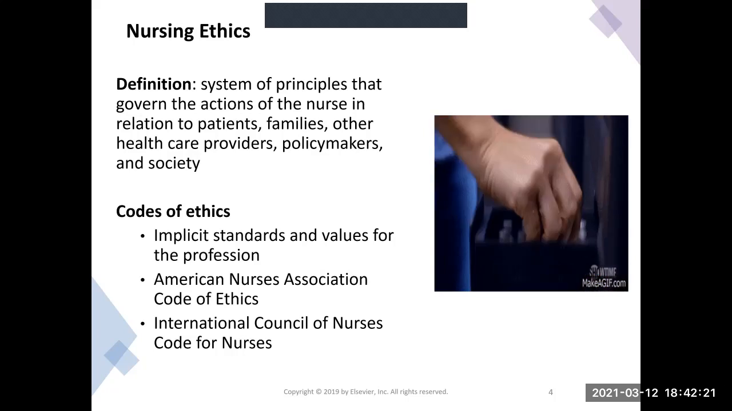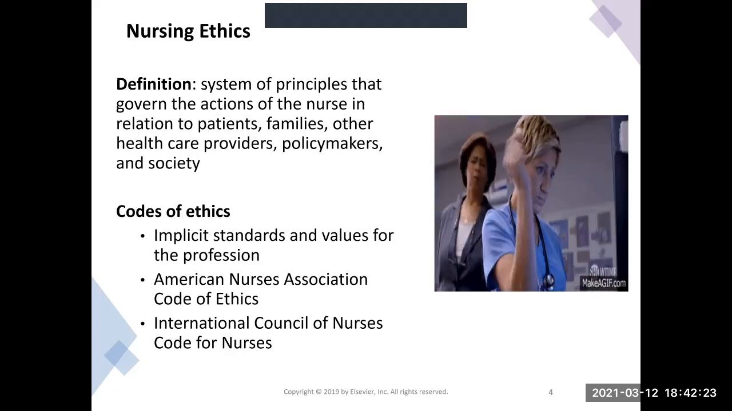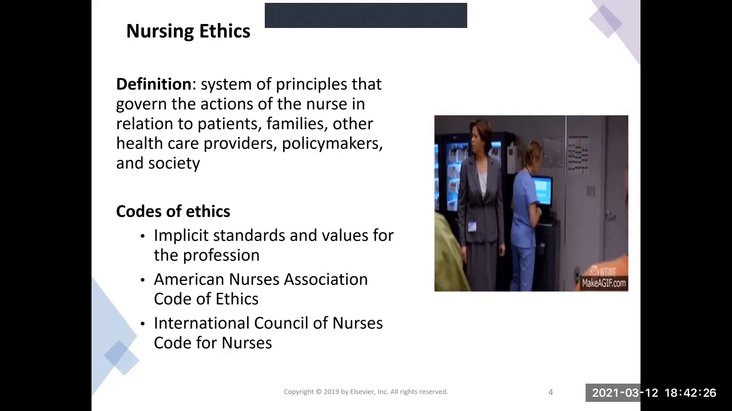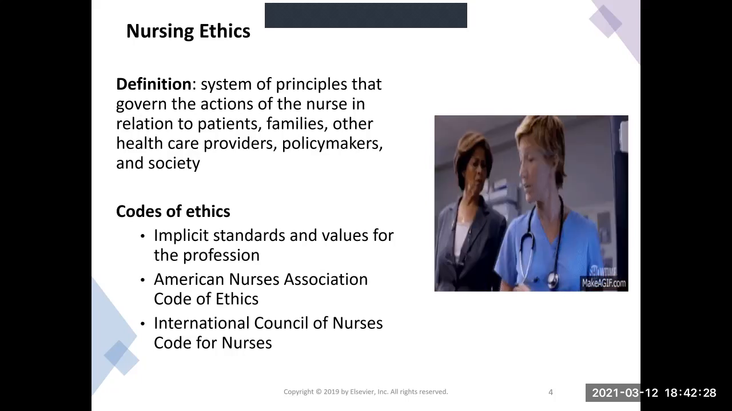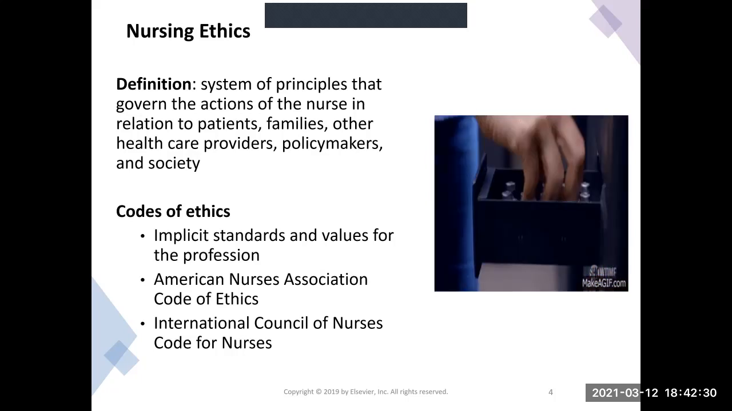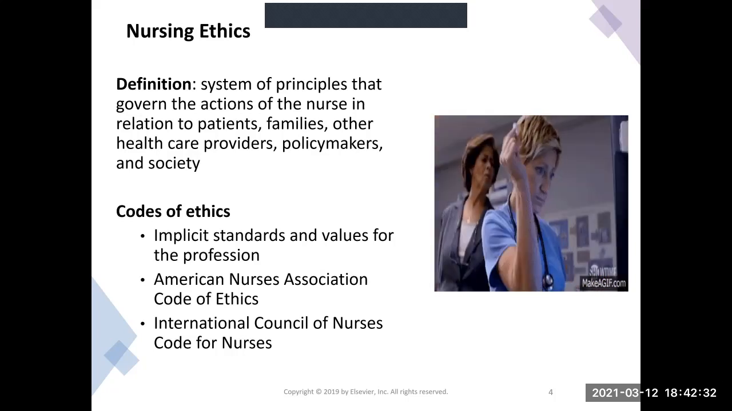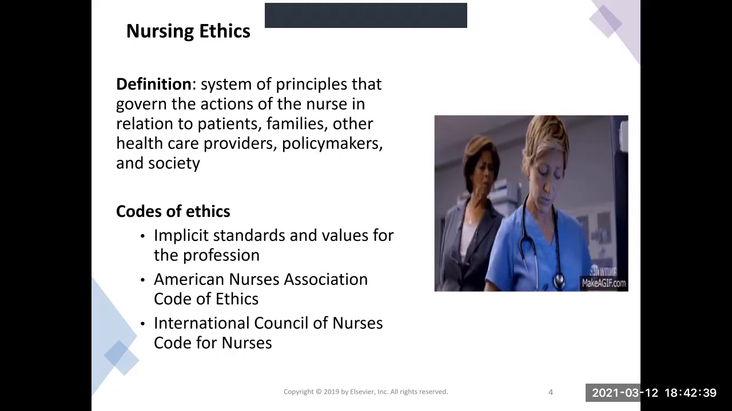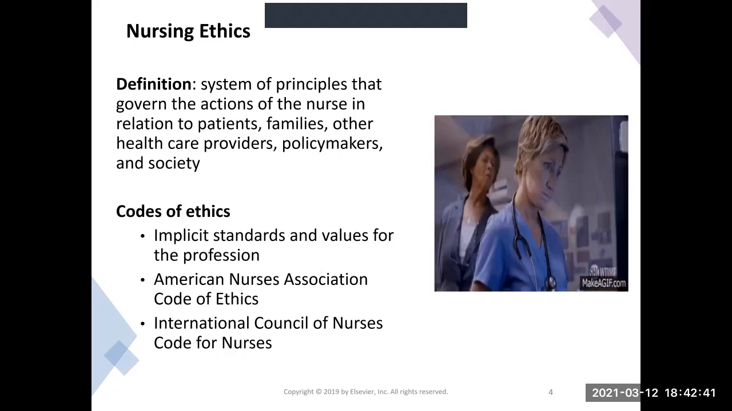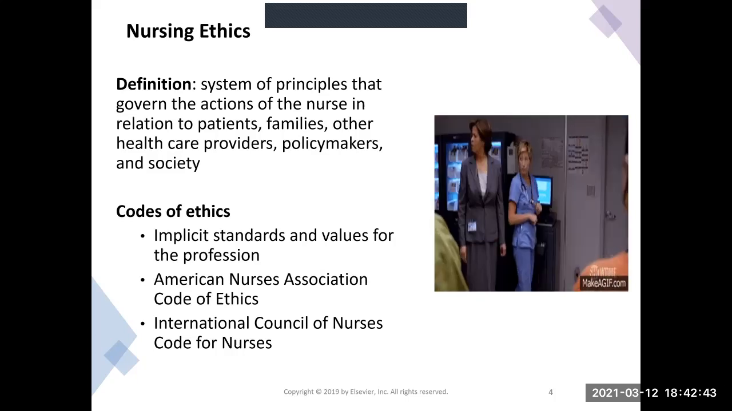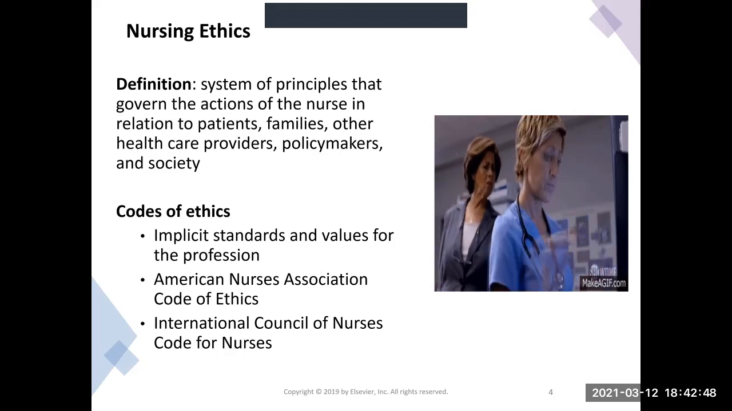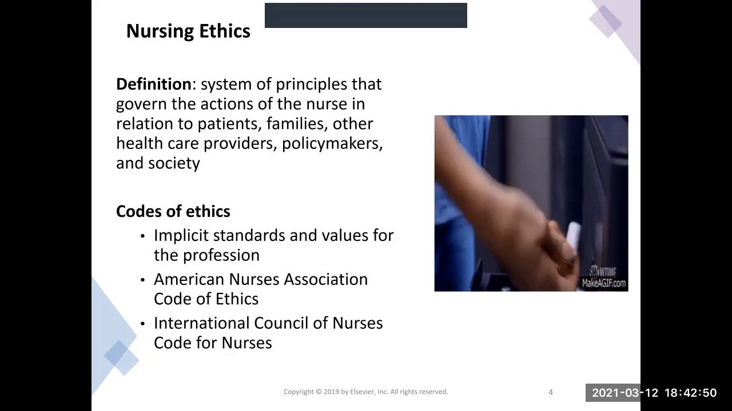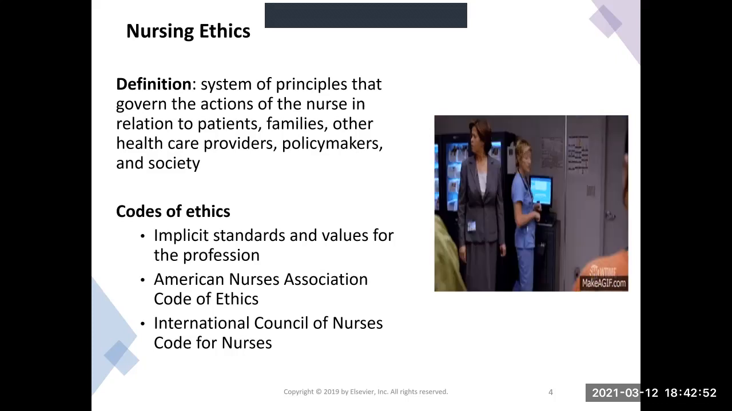But we have the Code of Ethics from the American Nurses Association that defines our standards and values of what the nursing profession should be. So again, if you're having a problem with that, please go into the American Nurses Association and look at the Code of Ethics. You can also find the International Council of Nurses Code for Nurses. Just Google it, you will see it. And I think in our textbook, they listed the Code of Ethics for Nurses and for the ICN. So you can see those in your textbook.